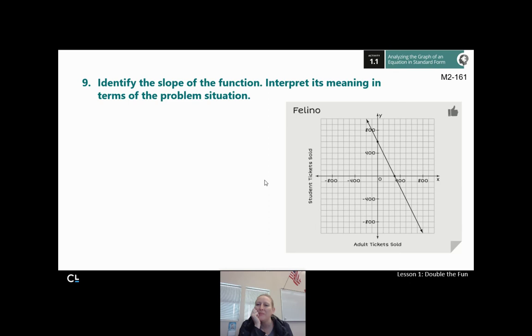Identify the slope. Go ahead and hit pause. We did something very similar before. Hit pause to work it out. Hit play when you're ready to check your work.